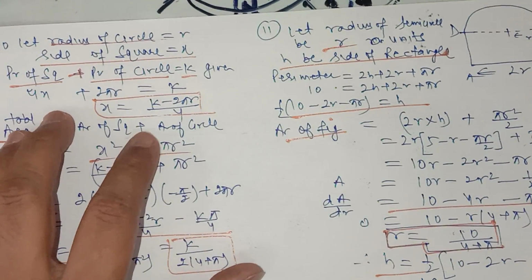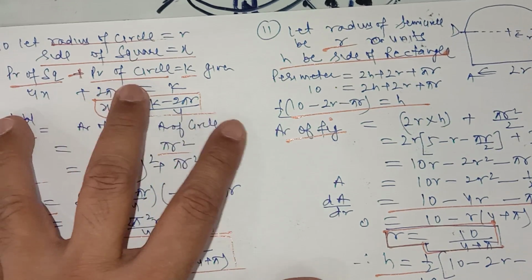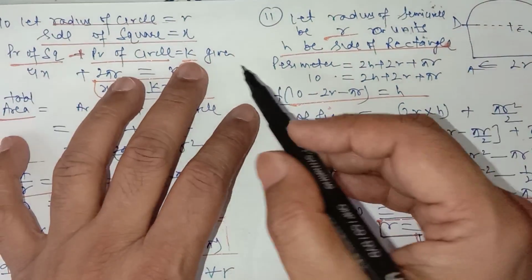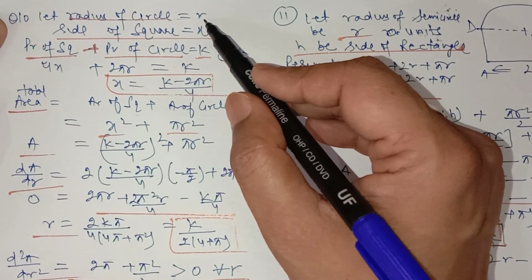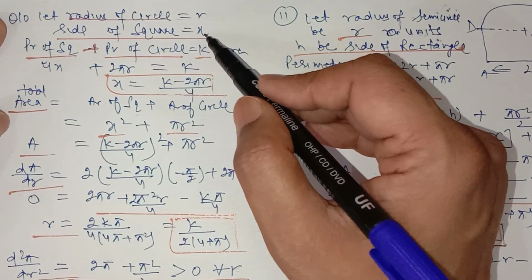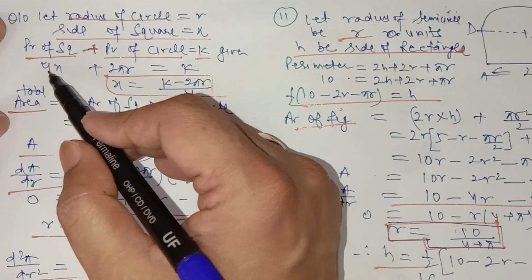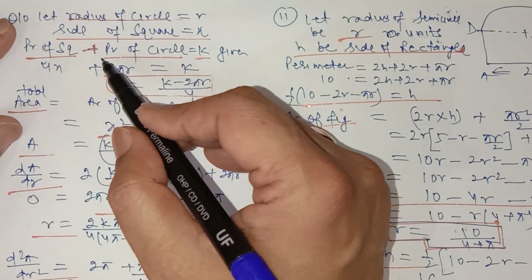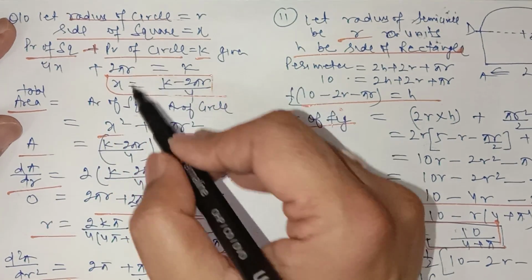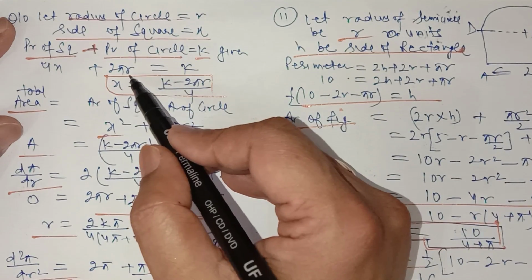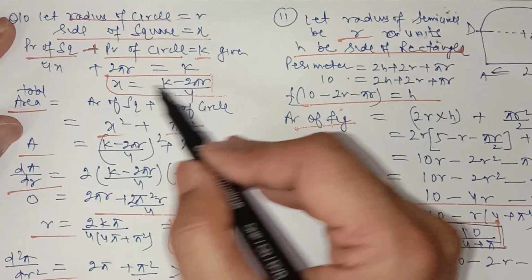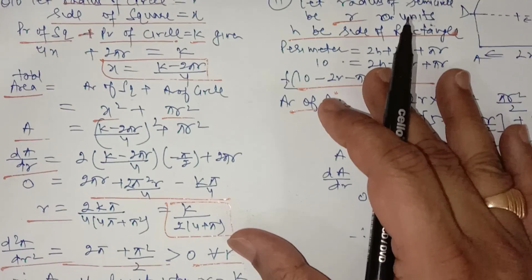Now it is given that the perimeter of the square plus the perimeter of the circle is equal to k. So let the radius of the circle be r and the side of the square be x. Now the perimeter of the square is 4x and the perimeter of the circle is 2 pi r. So either you find the value of x in terms of r, or you can find the value of r in terms of x, because you have to show that the total area is minimum.